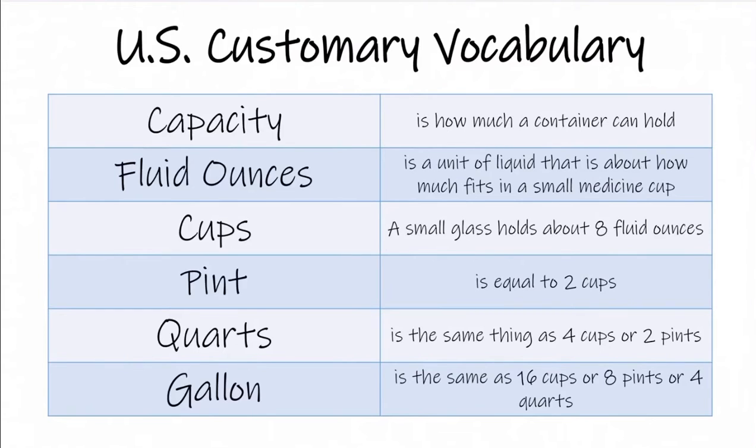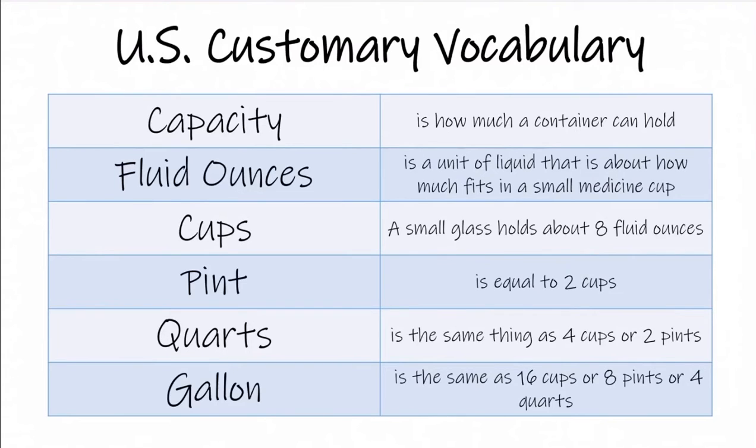All right, a fluid ounce is the unit of liquid that is about how much fits in a small medicine cup. Medicine cups, if you look it up, can be 1 to 2 fluid ounces, it just depends, but that's about what a fluid ounce is. A cup is a small glass that holds about 8 fluid ounces. So if you grabbed your small medicine cup and filled it up 8 times and put it in a cup, you would have a standard cup. There's only one way to fill up a cup in this customary system.